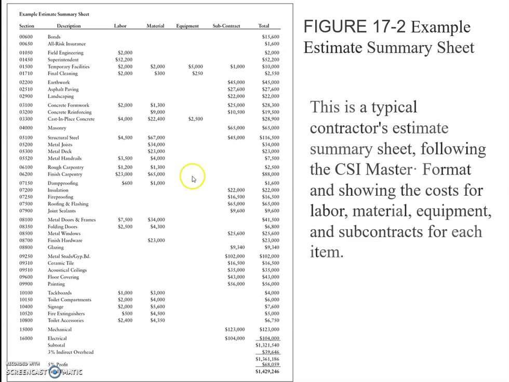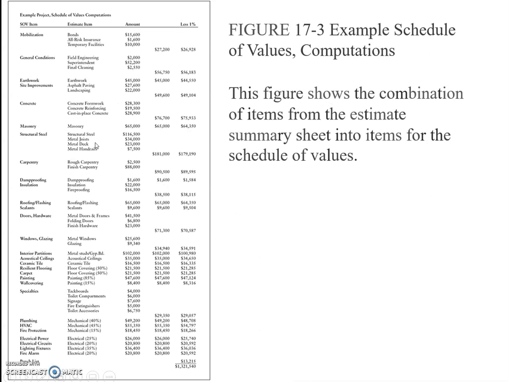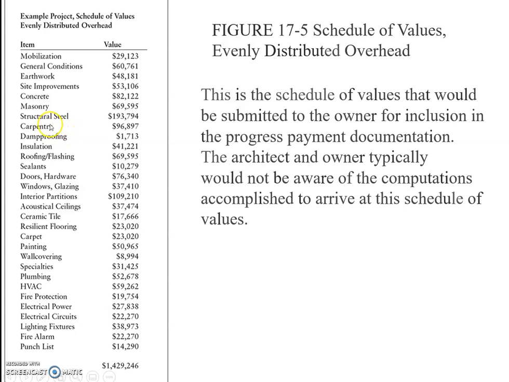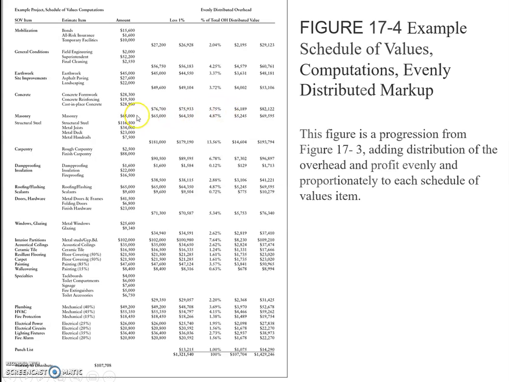However, in the schedule of values, these three items can be combined and will show this $76,700. For example, over here, $76,700 is the total, and the one submitted to the owner is showing $82,122. Obviously this includes the markup and the overhead cost as well, but in the original estimate it may still be $76,700.